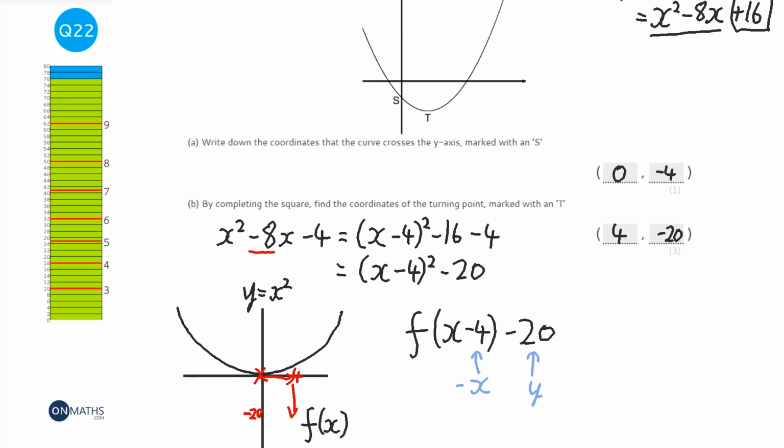A little bit complicated, but once you get really good at completing the square and really good at understanding transformation of functions, then this question just brings the two together and you shouldn't have a problem. If you had any issue with this, have a look at completing the square and transforming graphs and transformation of functions, and that will help you massively with this.